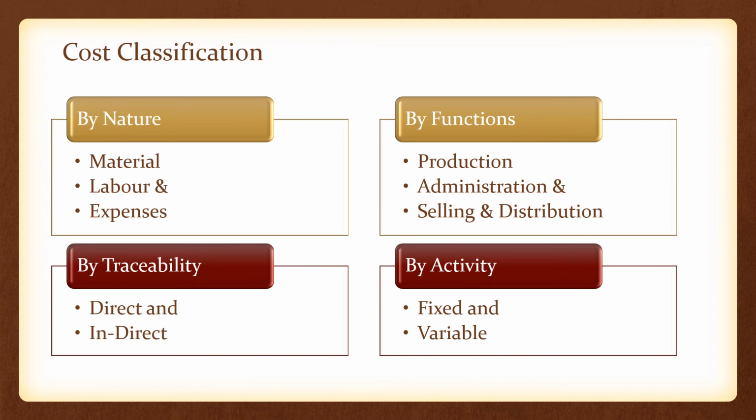Now let us discuss about what is cost classification. Generally, the costs are classified into various types. Considering the nature of cost, it can be classified into material, labor and expenses. Taking traceability as a base, we can classify the cost as direct and indirect. Similarly, function-wise, we can classify the cost as production cost, administrative cost and selling and distribution cost. Then cost can be classified as fixed and variable based on the type of activity.